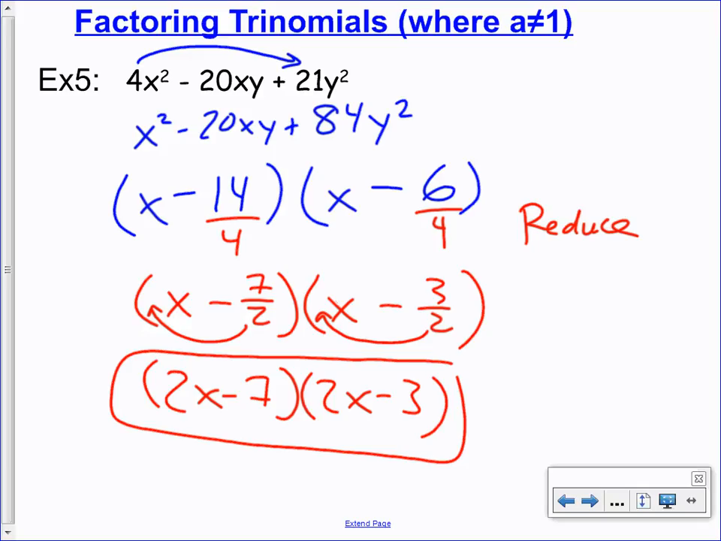Yes. The last term is a positive 21y squared. So negative 7 times negative 3 is positive 21. You can't miss these because they are self-checking.